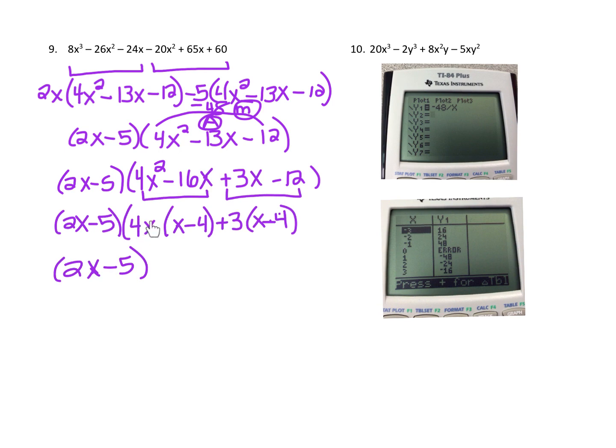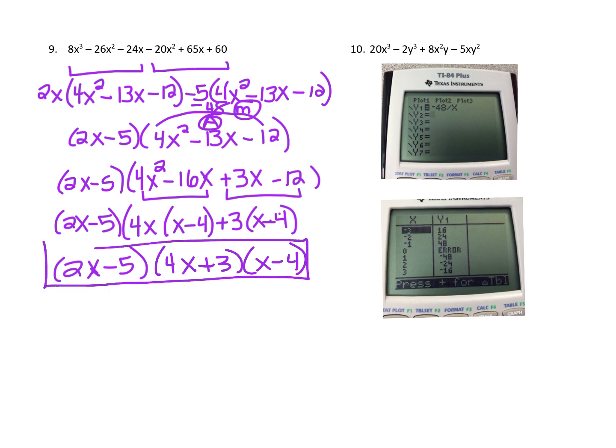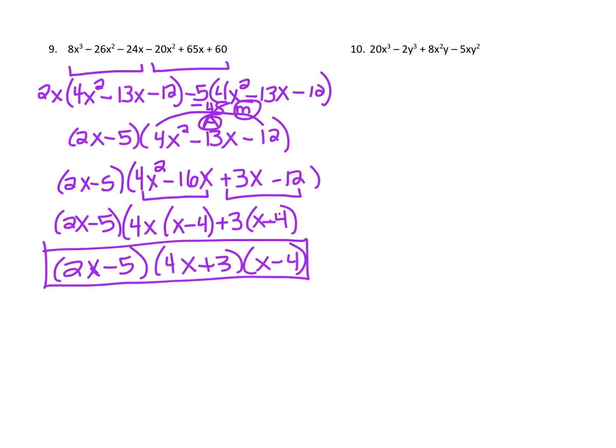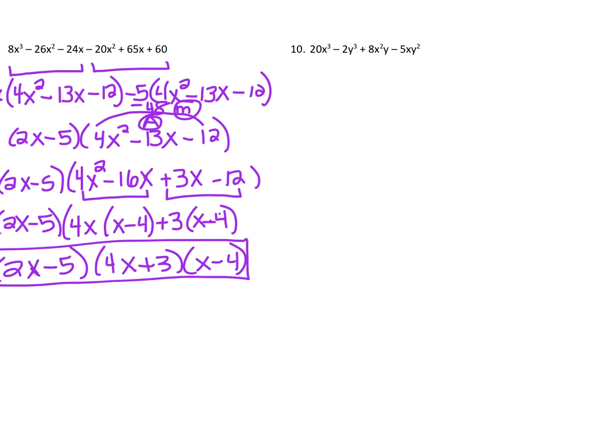And I'm going to take what's in front of our common parentheses, so the 4x plus 3, and group them together. And then let's take that common parenthesis of x minus 4 and rewrite that just once. Okay, and this is our answer. There's nothing else within those parentheses that can be factored further. All right, and we are finally on to the last one, number 10.